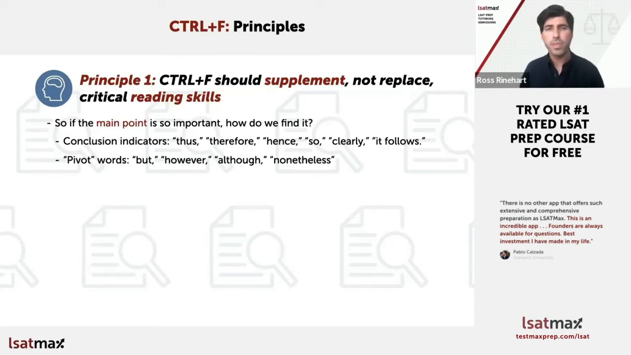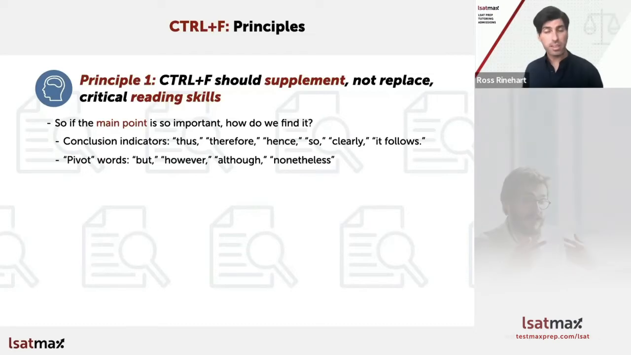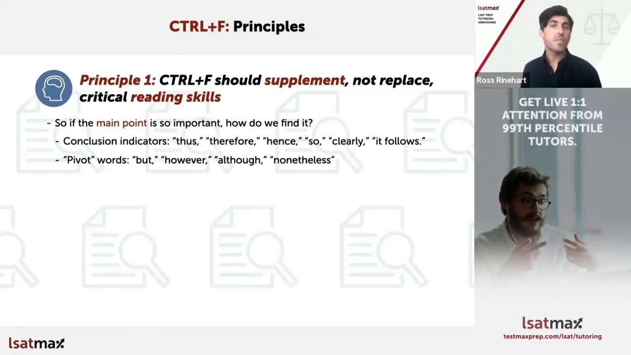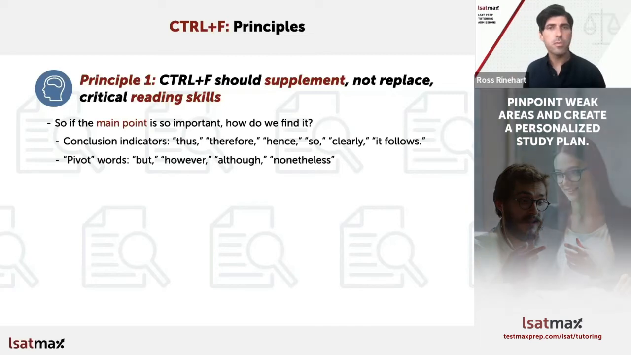There are certain words that might appear in the passage that suggest the main point is about to appear. These are often in the form of conclusion indicator words like thus or therefore or hence or so. These don't appear that often in reading comprehension. They sometimes do.